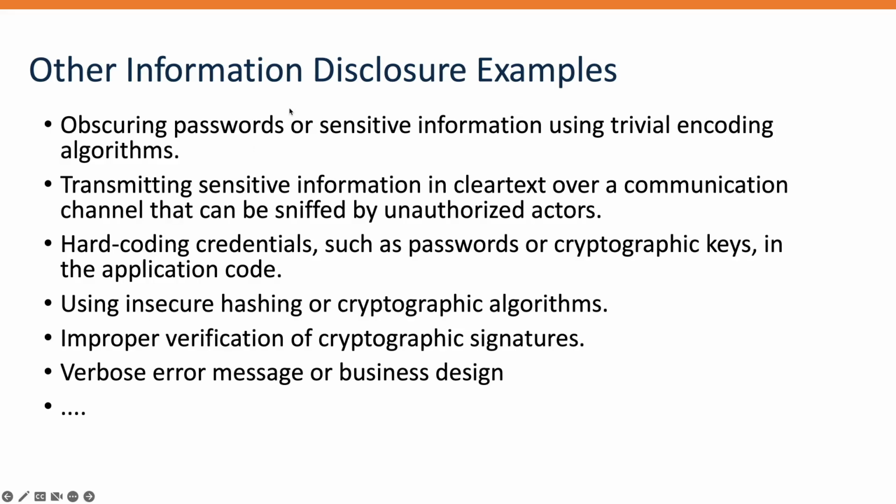So obscuring passwords or sensitive information using trivial encoding algorithms. Encoding by default means that it's reversible, and so an attacker could just reverse the encoding mechanism and view the password or sensitive information. The second one is transmitting sensitive information in clear text over a communication channel that can be sniffed by unauthorized actors. We've already seen an example of that. That's where you use HTTP instead of HTTPS.